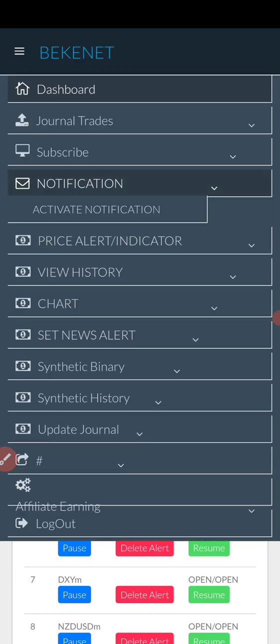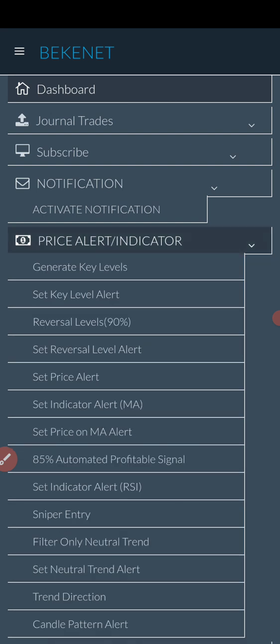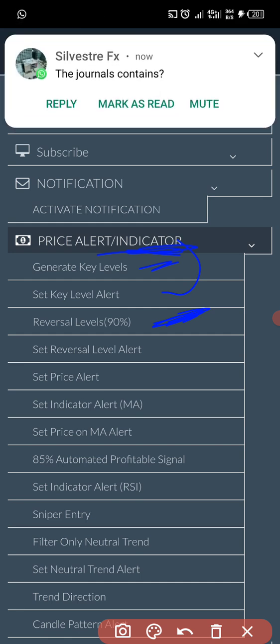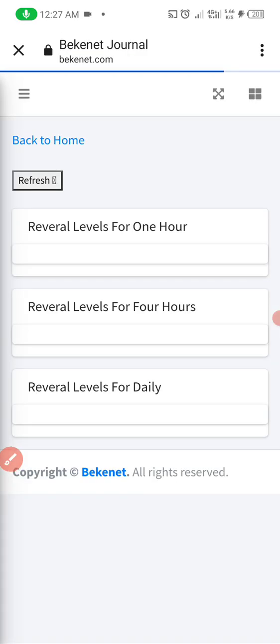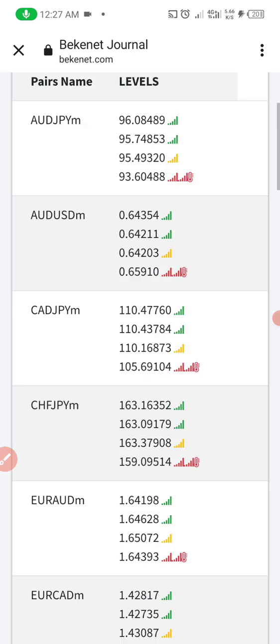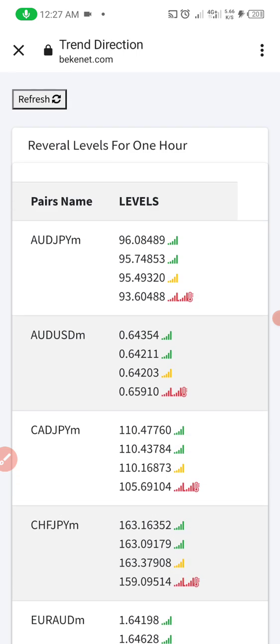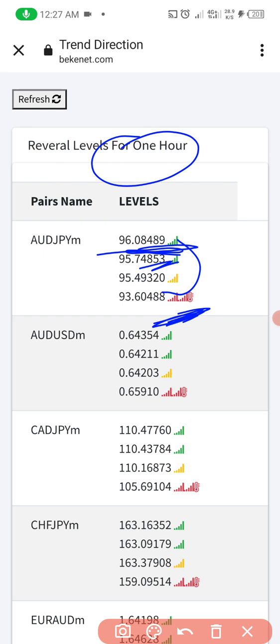So the next thing we're going to be talking about is the reversal level. Now this reversal level is the same thing with key level, but it is a temporary reversal level or resistance and support. So you need to have the knowledge of resistance and support before you can do anything. But how do you generate them? You just click on it. It will show you all the reversal levels on each candle and each time frame. This is 1 hour time frame.